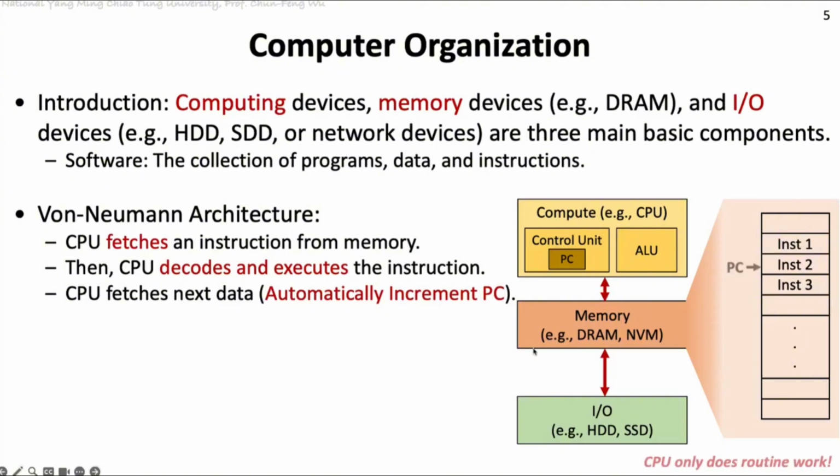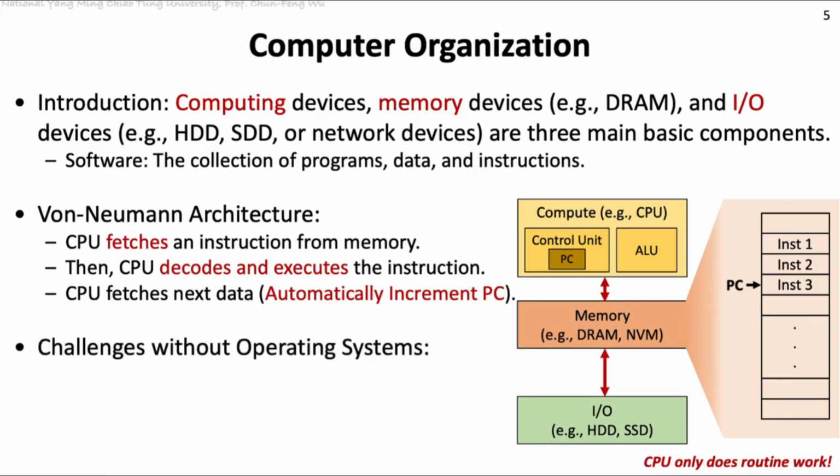So actually the CPU only does routine work. What do I mean by routine work? Without any jump, without any go-to instruction, the CPU will keep executing from the current instruction to the next one. There is no exception. The CPU will just execute the next one, so the CPU always does the routine things.